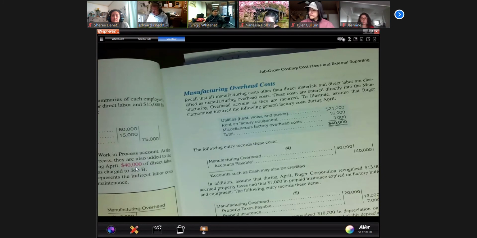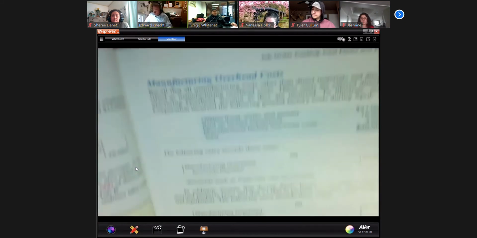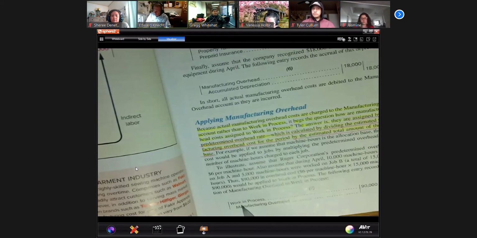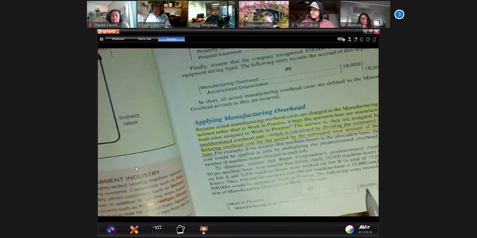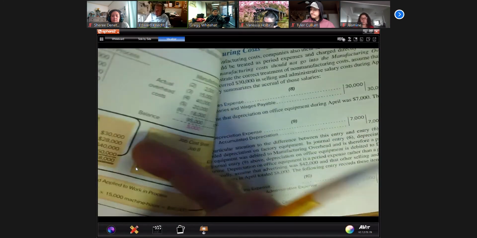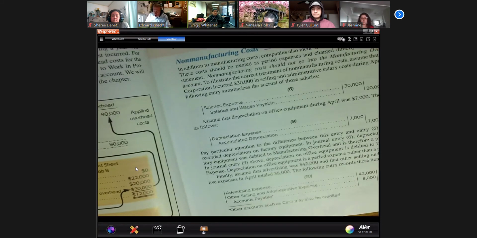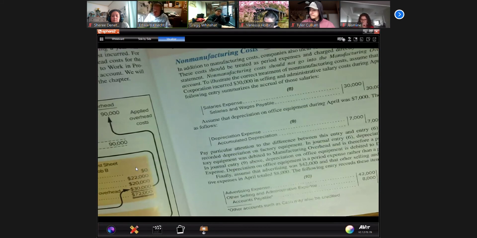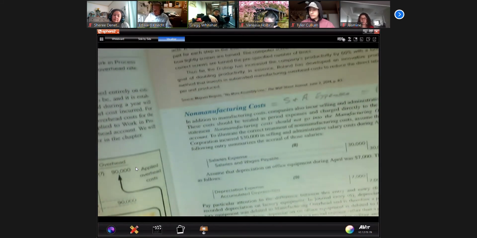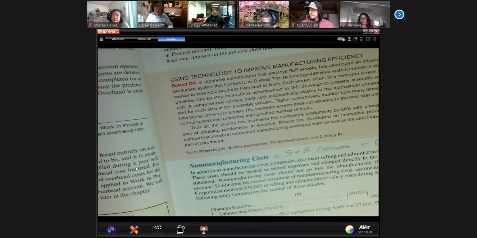And then they talk about applying manufacturing overhead. When you apply, you debit work in process, as I mentioned, it goes in at the applied amount, and you credit manufacturing overhead. So you're going to have to do journal entries on exam 1. You have to know which accounts are being debited and credited for job order costing. We use the exact same accounts for process costing, which is chapter 4. It's just that in process costing, we have multiple departments to complete those goods.